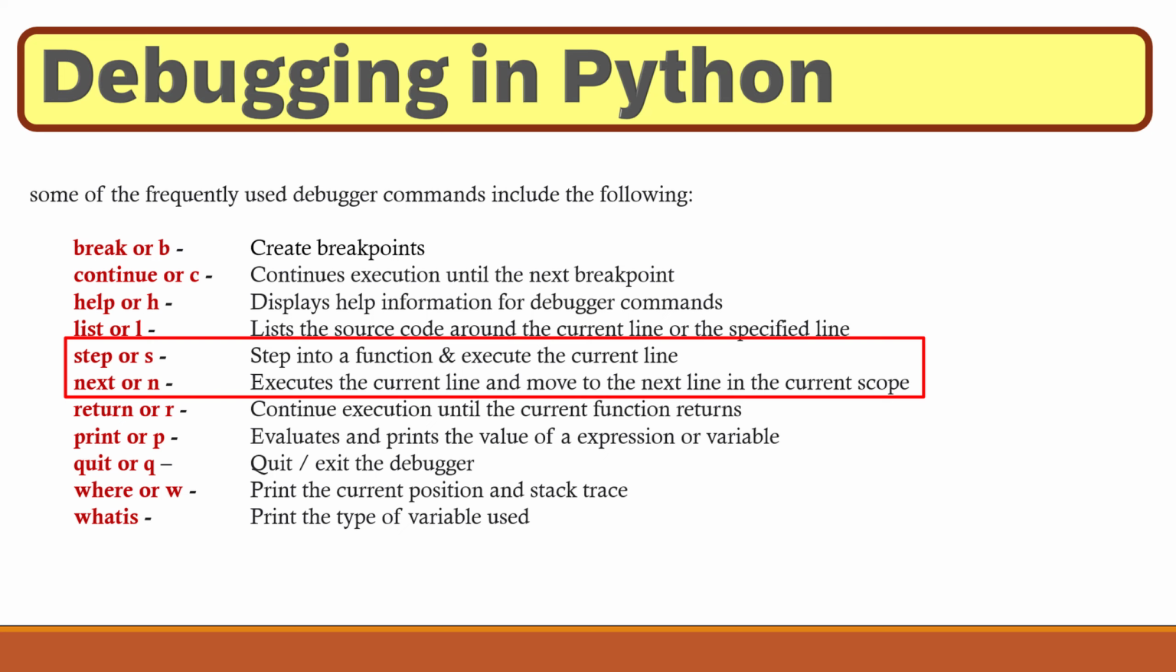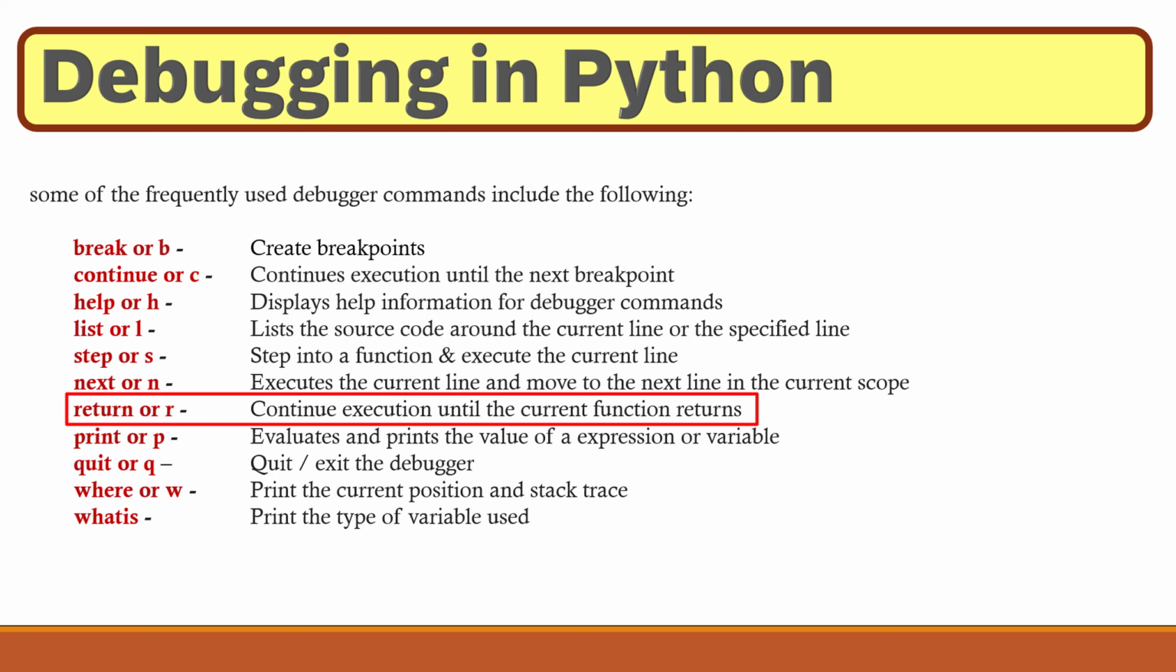Whereas next, the next command also executes the current line of code, but it does not dive into any function calls encountered on that line. So the difference between step and next is that with step, you step into a function, and with next, you step over a function. We will have a look at step and next and the key difference in PyCharm. Then there's return or R, which continues execution until the current function returns.